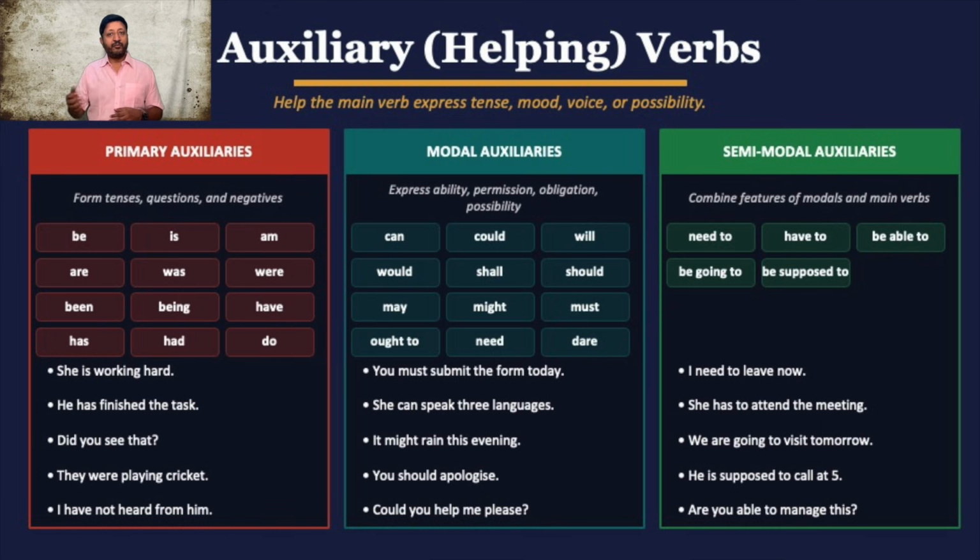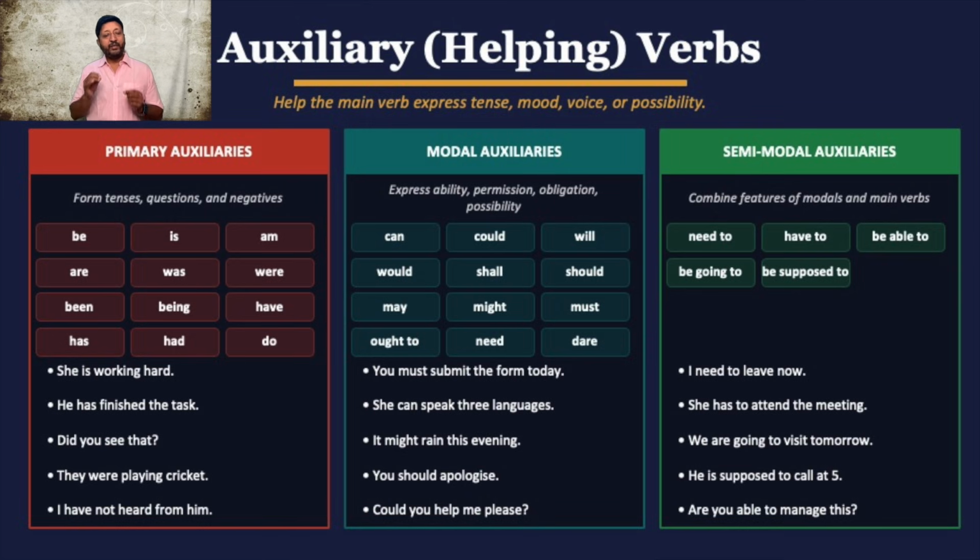I have not heard from him. What is the primary auxiliary? Have. The person has not heard from that other person. Heard is the verb. Let's go to the next type, the modal auxiliaries, which express ability, permission, obligation, or perhaps possibility. You must submit the form today. Here, the verb is submit. The modal auxiliary is must.